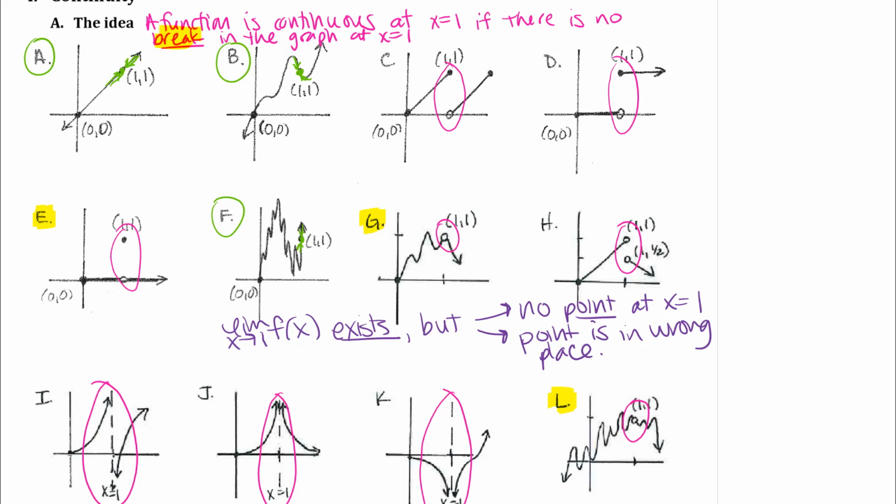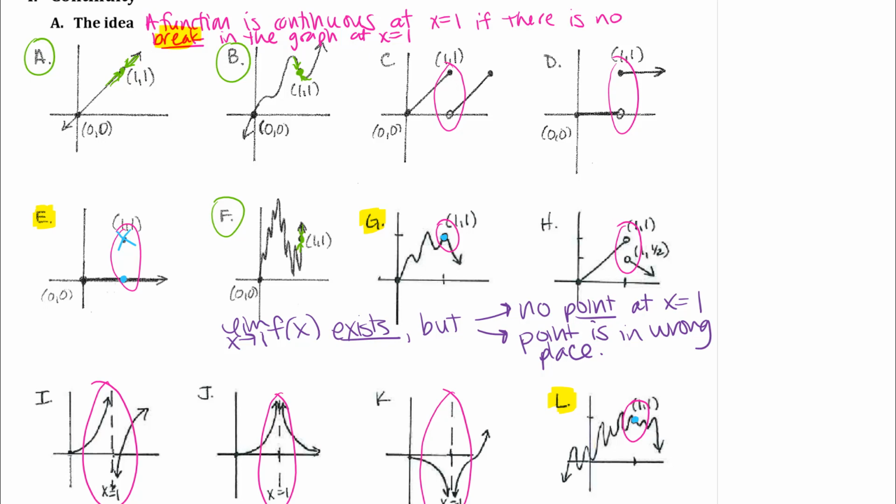The other way to think about this is that removable discontinuities are easy to fix. And by fix, what we mean is essentially you can fill in the hole. And so you can take away the point that's in the wrong place and fill in the hole by redefining a point. Or if there is no point, just define a point to fill in the hole. And doing that is what's called a continuous extension.